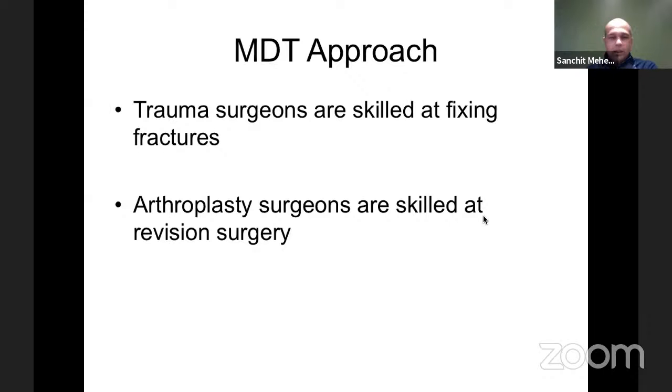This is a slightly different thing that we tend to talk about, having a multidisciplinary team approach. And like I said, it's not always possible. The philosophy behind this is that the trauma surgeons are skilled at fixing fractures. They do it all the time. Arthroplasty surgeons are skilled at revision surgery.